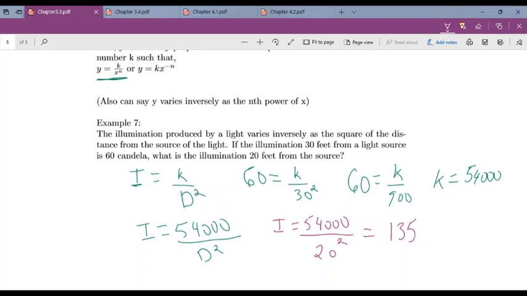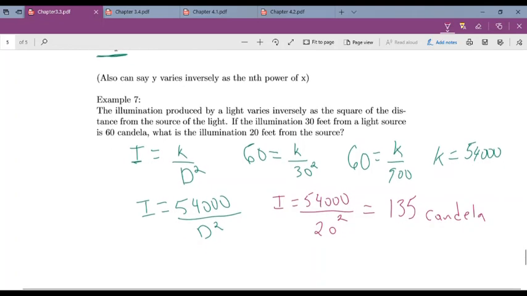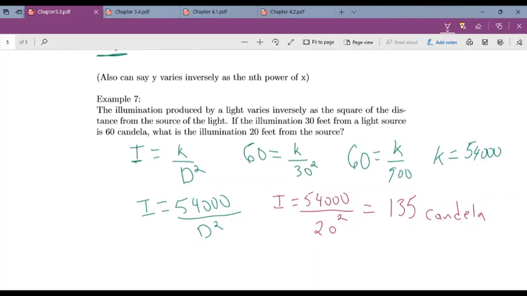Make sure you use your units here. So 135 candela would be your answer. And it makes sense. Always try to make sure your problem makes sense. So if the illumination 30 feet from a light source is 60, obviously if you get closer to the light source, it should be brighter, so you should have more candelas. So it makes sense that it would be 135. Okay, and that's as simple as it works.